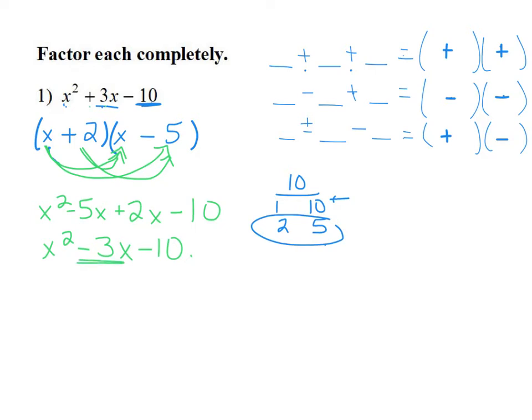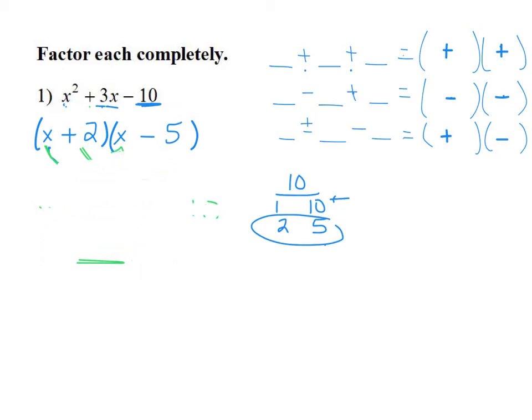So we guessed, but our check revealed that this is not the correct answer. However, it did reveal that we had it the opposite sign. So we had a 3, we just had a negative 3. So that's going to let me know that I need to flip the 2 and the 5. So let's flip that 2 and 5. Let's put 5 positive and 2 negative.